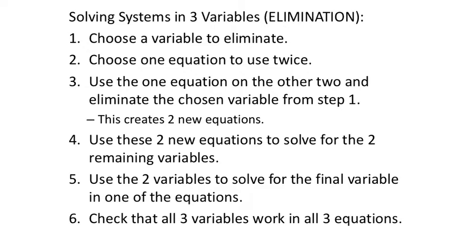And then 5, use the 2 variables to solve for the final variable in one of the equations. Once you get that variable, you can go back to the 2 new equations and solve for the variable that you don't have from the 2. And then once you have those 2 variables, you can use one of the original equations to solve for the final variable. Of course, the last thing you should do is check all 3 equations, because we're just using a calculator for it. Check all 3 equations just to make sure that you get true statements for all 3, because if you don't, it's going to suck.